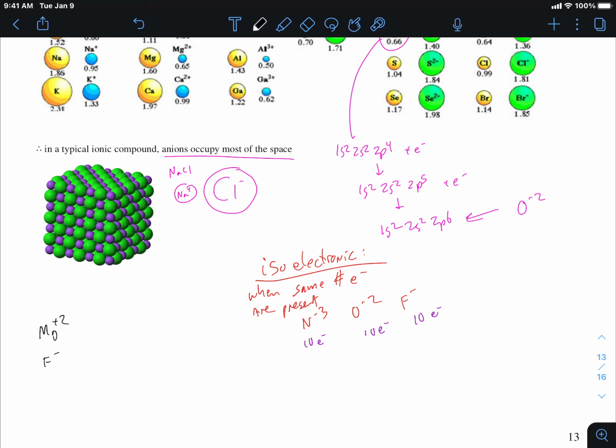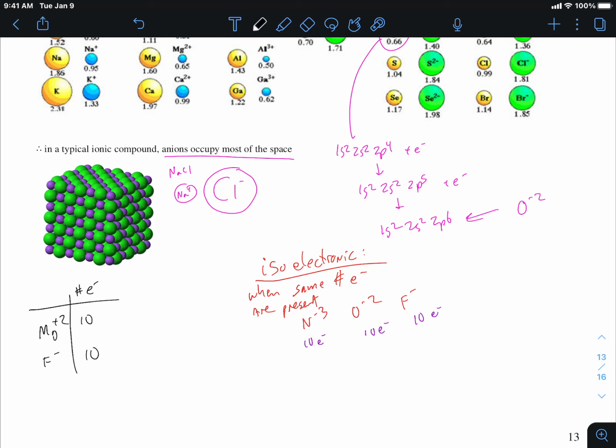Well, let's compare this. They're both ions, and the term I just brought up was isoelectronic. So if you counted the number of electrons, you can see where I'm going with this. Magnesium has how many electrons? In this case, the ion has how many electrons? 10. And the fluoride ion has 10. So they both have the same number of electrons.